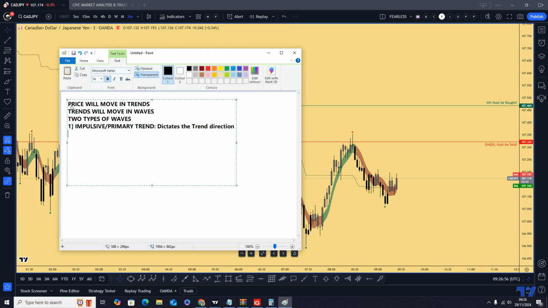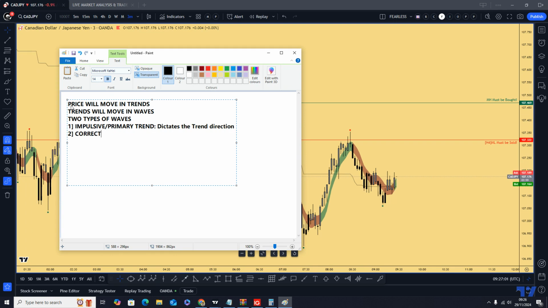And we have the second one, which is the corrective waves, or we call this the secondary trend. That is the pullback that we all want to take, but it's very difficult to do. The pullback that gives us a structure. Pullback or correction, many people use different terms for this phase of the market. The idea is, what are the characteristics?